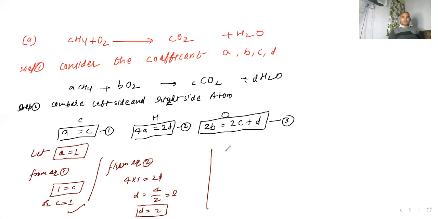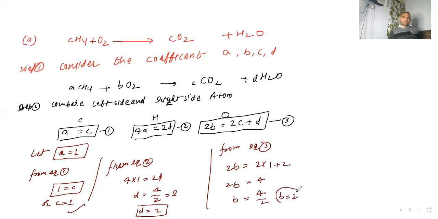Now you got the value. Most of the values you got. You got the C, you got the A, you got the D. So from equation 3, we need the value of A, we got, C we got, D we got. So we need B. So 2B is equal to, it is going to be 2. C value you got is 1, plus D value you got 2. So it is going to be 2 plus 2, it is 4. So 2B is equal to 4. So B is equal to 4 by 2. So B is equal to 2.